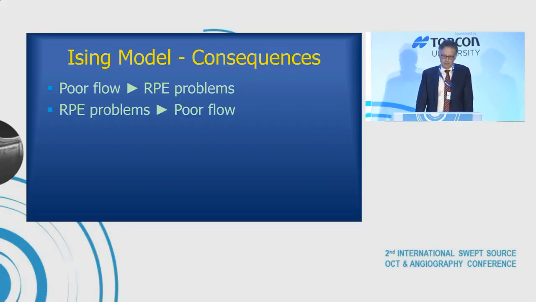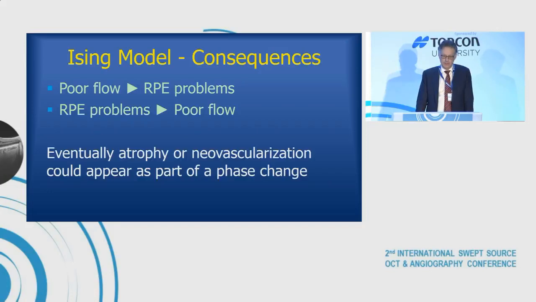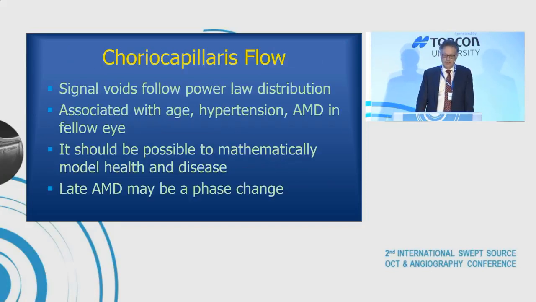We know that there's an RPE and choriocapillaris interplay there, and if you get atrophy of one, you end up getting atrophy of the other. So to save time, I'm going to skip right to the last slide. That signal obeys a power law distribution in humans. It's associated with age, hypertension, and AMD in the fellow eye. It's possible, I think, to mathematically model this, and we can look at the health of somebody's choriocapillaris and maybe infer the health of them as a person in terms of biological age or biological health.